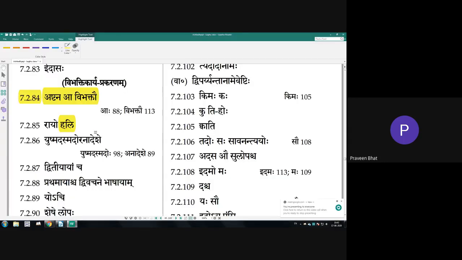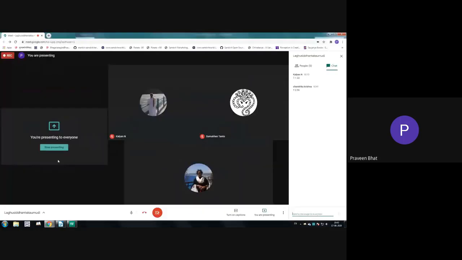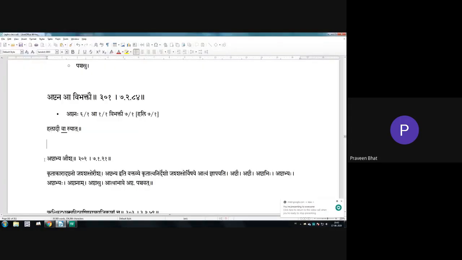Otherwise, we'll look at the Tika level and see why. If nothing else is needed, we can just say that it is due to this haladau vasyat. We don't need to justify it. Laghukara says it, we use it. So what happens to Ashtan now?